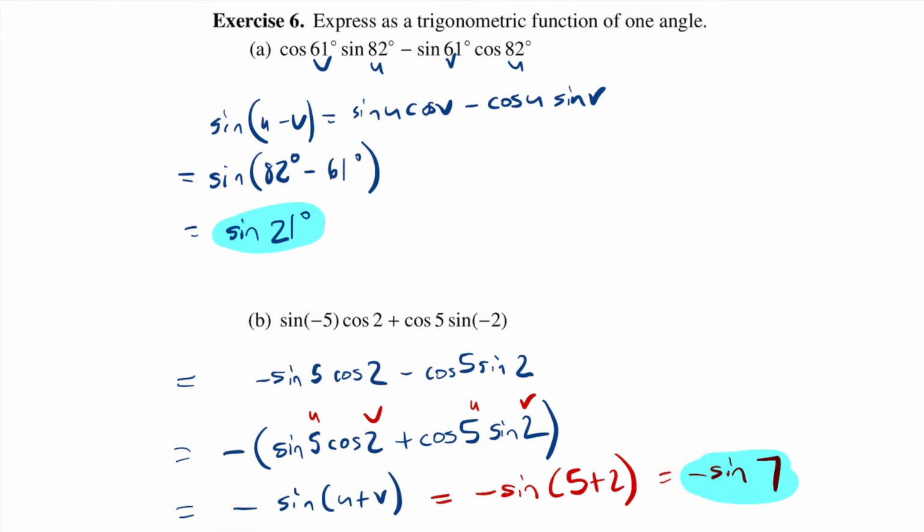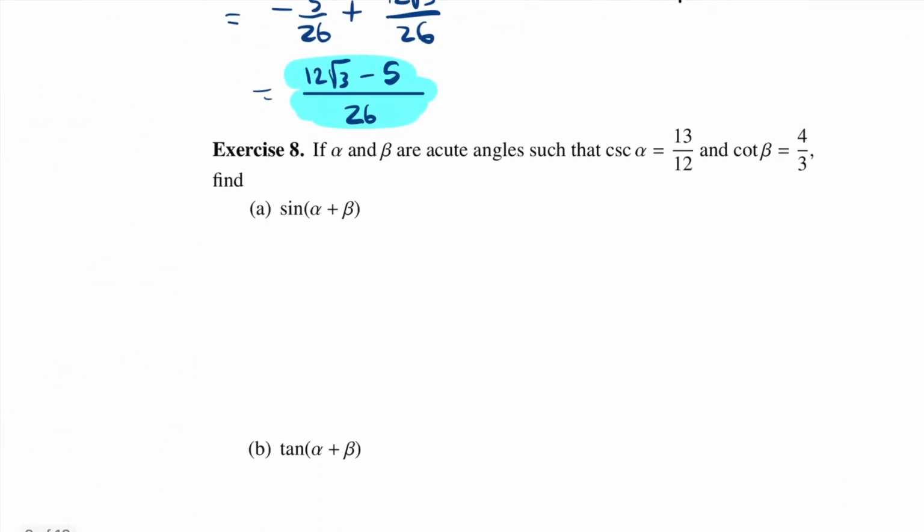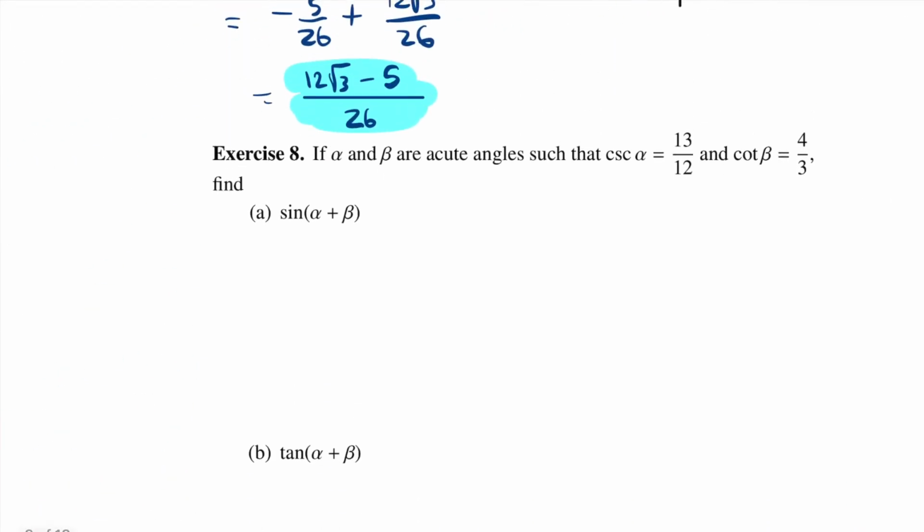So now let's go down to this problem here. If alpha and beta are acute angles, so that's key. They're acute. So when we draw these triangles, we can draw them in quadrant 1 because acute means between 0 and 90. So we're going to have to draw two triangles, one for alpha, one for beta. And we know that they're both in quadrant 1. So here's the alpha. Alpha would be somewhere here. Beta is also going to be somewhere here.